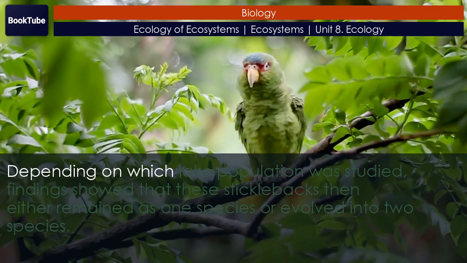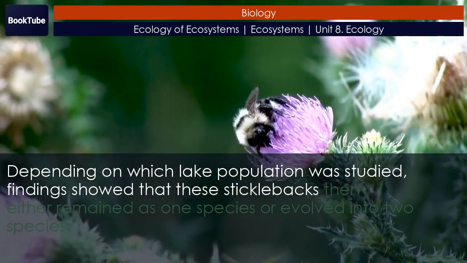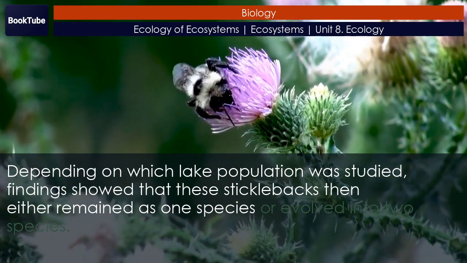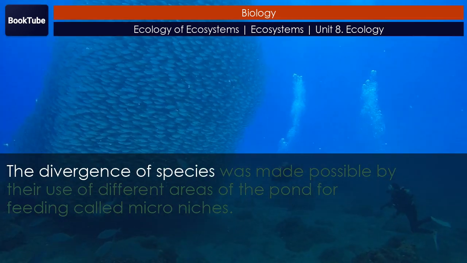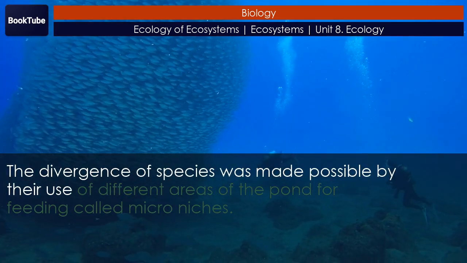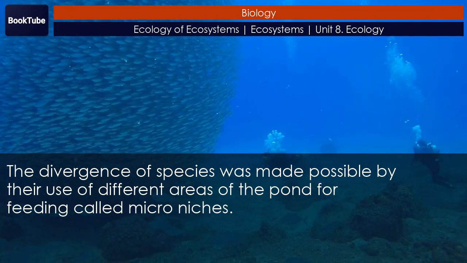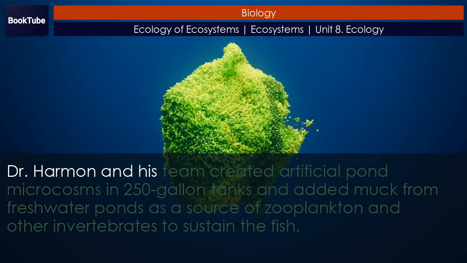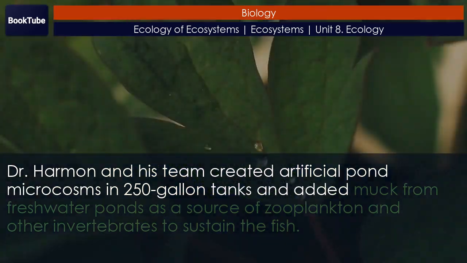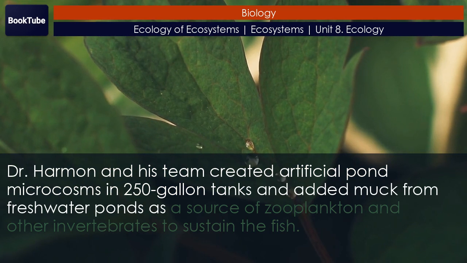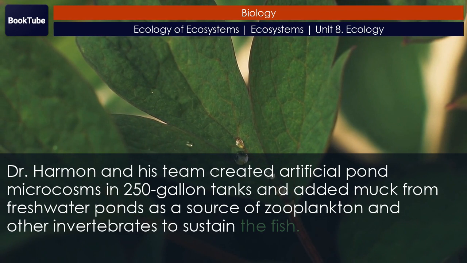Depending on which lake population was studied, findings showed that these sticklebacks then either remained as one species or evolved into two species. The divergence of species was made possible by their use of different areas of the pond for feeding, called micro-niches. Dr. Harmon and his team created artificial pond microcosms in 250-gallon tanks and added muck from freshwater ponds as a source of zooplankton and other invertebrates to sustain the fish.